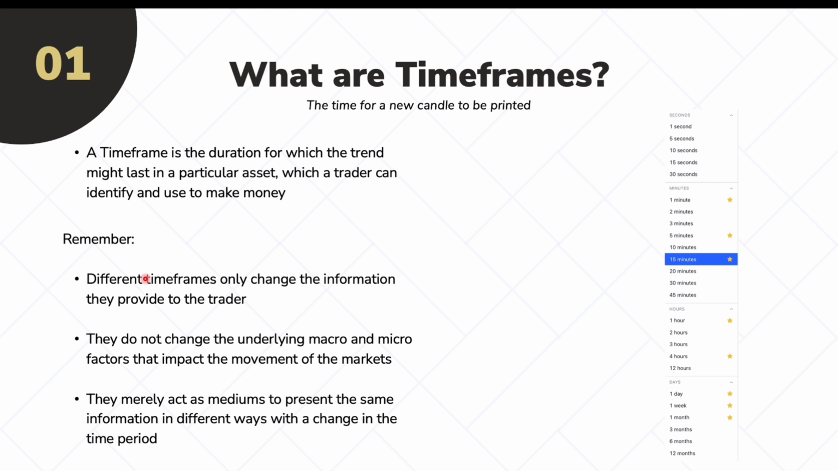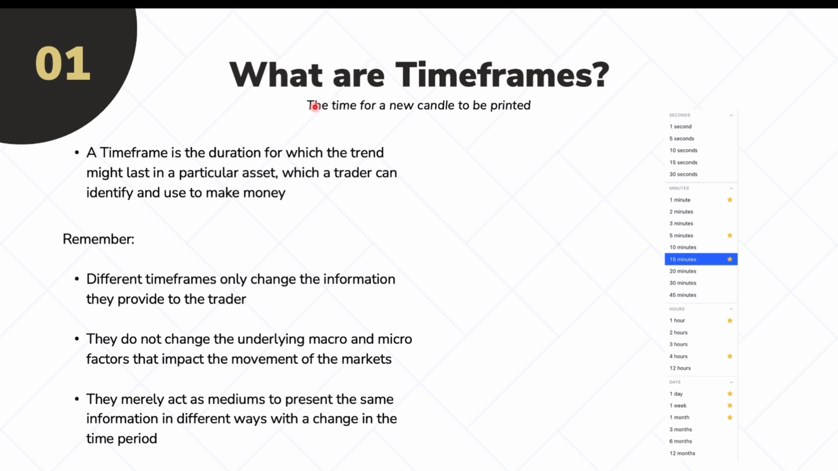Some important notes here. Different time frames only change the information they provide to the trader. If you go through all the different time frames, you will see different stuff on your chart. But the price action is exactly the same. The price doesn't change when you look at the time frame. If, for example, euro dollar is going up, that doesn't change on which time frame you look at. The price will go up. They do not change the underlying macro and micro factors that impact the movement of the markets, and they merely act as mediums to present the same information in different ways with the change in the time period.